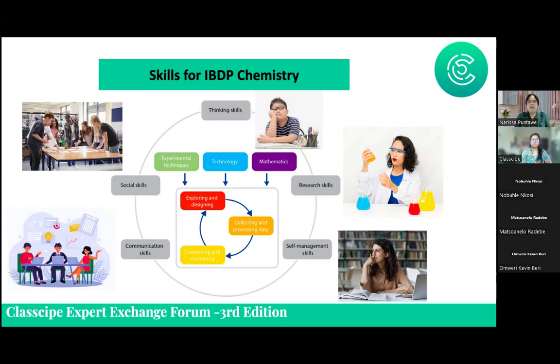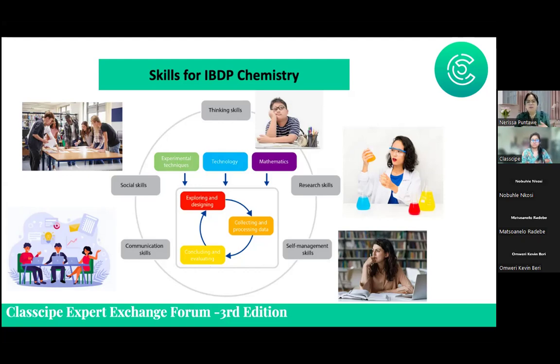You could maybe develop 2 or 3 in every formative assessment that you have. And aside from these skills, you also have to develop experimental techniques, integrating technology, and mathematical skills of the students, so they will be more prepared when they're doing their internal assessments. And you can see at the center, you have exploring and designing, collecting and processing data, and concluding and evaluating. This is the process for the internal assessment.